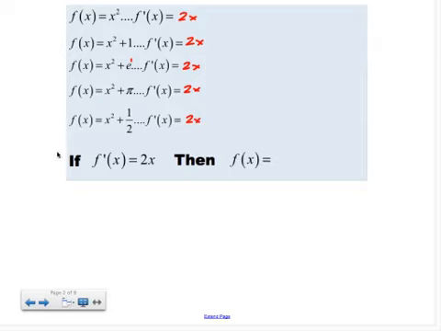So I think we can make a conclusion here. If the derivative of some function is 2x, then that function is not really a function. It's really several functions. Okay, we would say it's x squared. These were all x squared plus something, and that something was always a constant number. So x squared plus a constant. So if we have a derivative, there is not just one function that has that derivative. There is a family of functions that have that derivative.